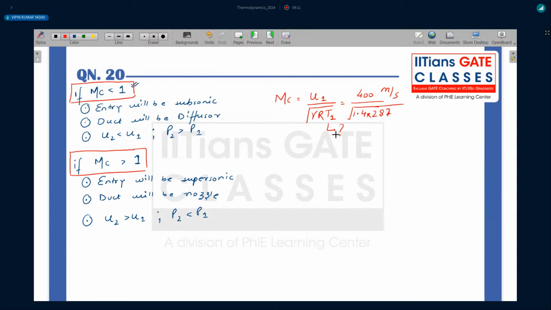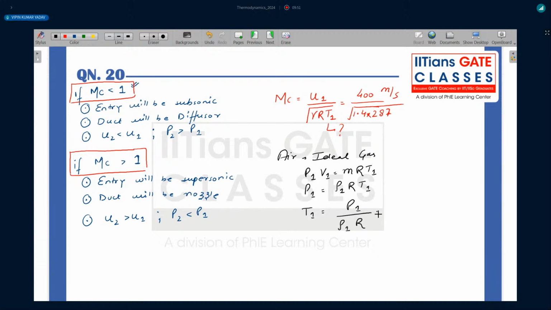How do I find out T1? Now we know it is air, and air can be approximated as an ideal gas. So I can apply the ideal gas equation at the inlet. P1 V1 is equal to m R T1. I can also write this as P1 is equal to mass upon volume, so density 1 R T1. So I need to calculate T1. T1 is equal to P1 divided by density at inlet and R.